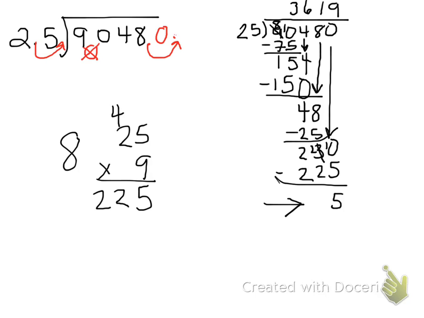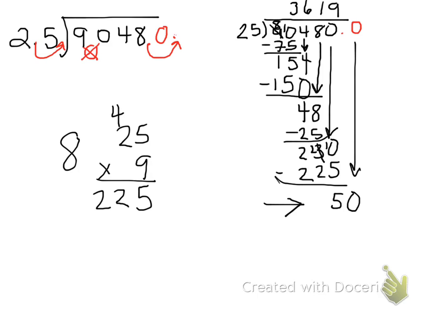We're going to add our decimal point back in there, and then add a 0. We can continue adding zeros because it doesn't change our dividend. We can continue adding zeros until we get no remainder. So now I'm going to bring down this 0. How many times can 25 go into 50?